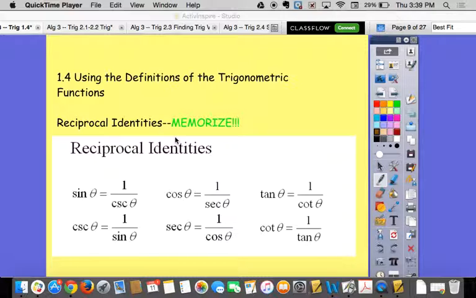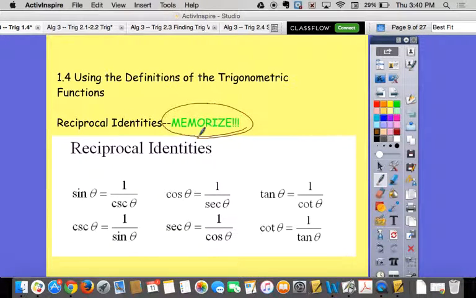So this goes to memory. I don't know if you can see this or not, but it has to be memorized. We did take a memory quiz on it. It should make sense if you look at the top row. Sine is 1 over cosecant. Cosine is 1 over secant. Tangent is 1 over cotangent. They're paired up exactly the way you normally write them.